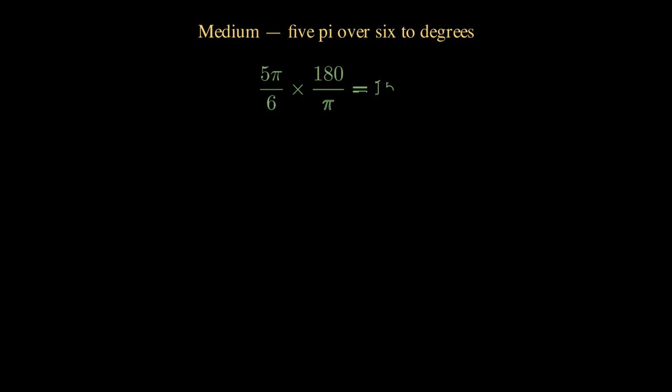Medium example. Convert 5π over 6 radians to degrees. Multiply by 180 over π. The π cancels. 5/6 of 180 is 150, so you get 150 degrees. And notice that 5π over 6 is in the second quadrant, so 150 degrees makes sense. If you ever multiply by π over 180 twice by accident, pause and ask which direction you want: radians to degrees or the reverse.